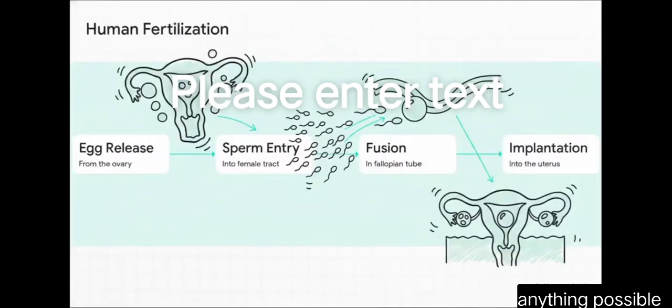Now, when these systems interact, a very specific sequence unfolds. First, an egg is released from the ovary. Second, millions of sperm enter the female reproductive tract. Third, and pay close attention because this is highly tested, the actual fusion of the sperm and the egg happens in the fallopian tube. Not the uterus, fallopian tube. Finally, the resulting zygote travels down and implants itself safely into the soft lining of the uterus to grow.